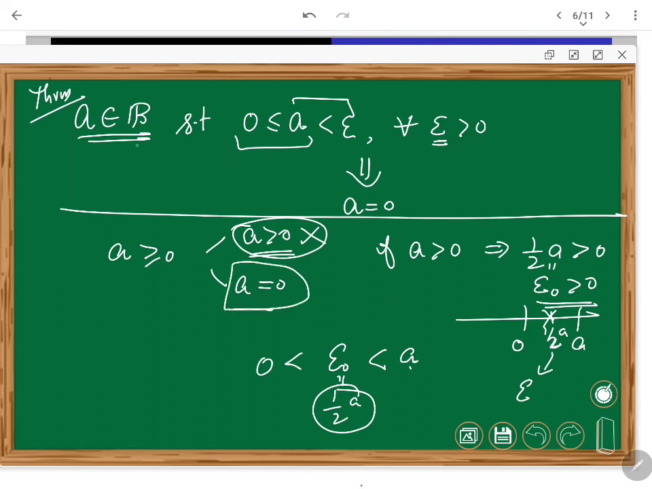So any non-negative real number which is less than any pre-assigned positive epsilon must be 0. It's a very wonderful result. In fact, we can write it in a slightly modified way. Instead of that, A is in R, a real number, such that you can even give less than or equal to epsilon for every epsilon.